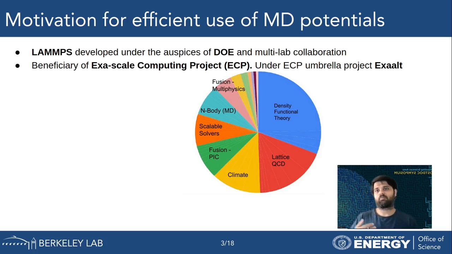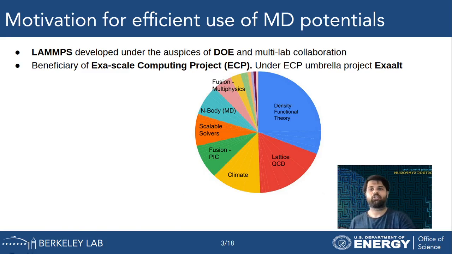LAMMPS, which is one of the most popular molecular dynamics toolkits, was developed under the auspices of the Department of Energy, and it's been a multi-lab collaboration. In fact, it has been a beneficiary of the Exascale Computing Project under the project name of EXALT.